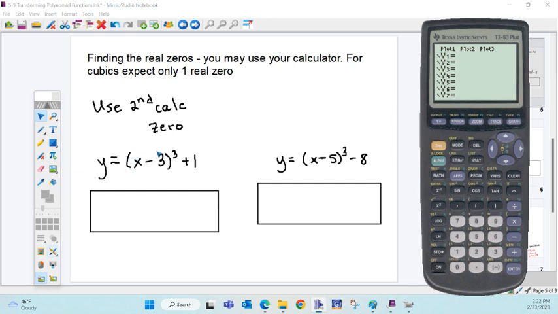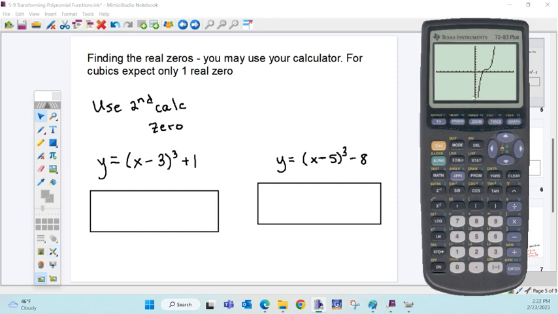We want to put this into your calculator, so put in parentheses x minus 3, the x is up here, x minus 3 to the third power, plus 1. We're going to do zoom 6, and we're going to find the zeros. What we're expecting is for it to hit the axis at only one place. Look and see what's happened to it.